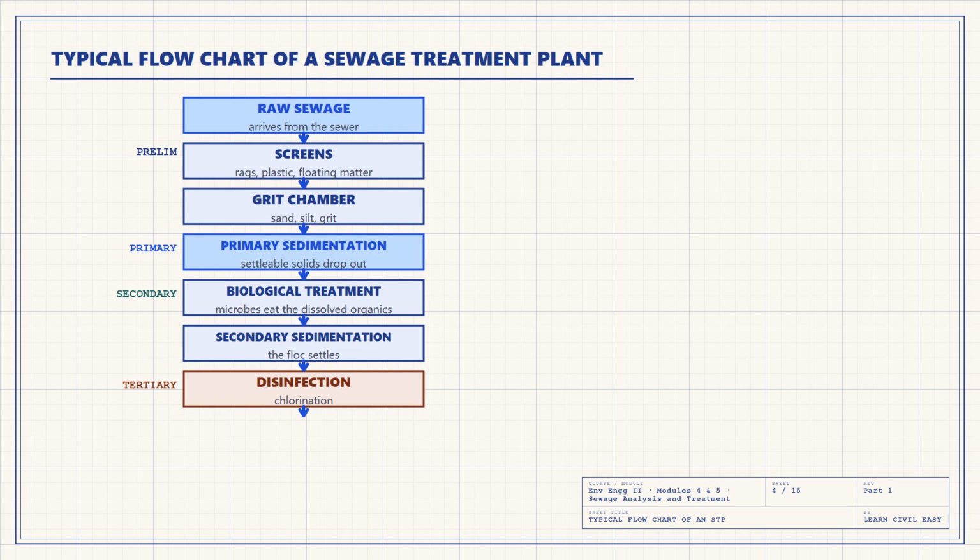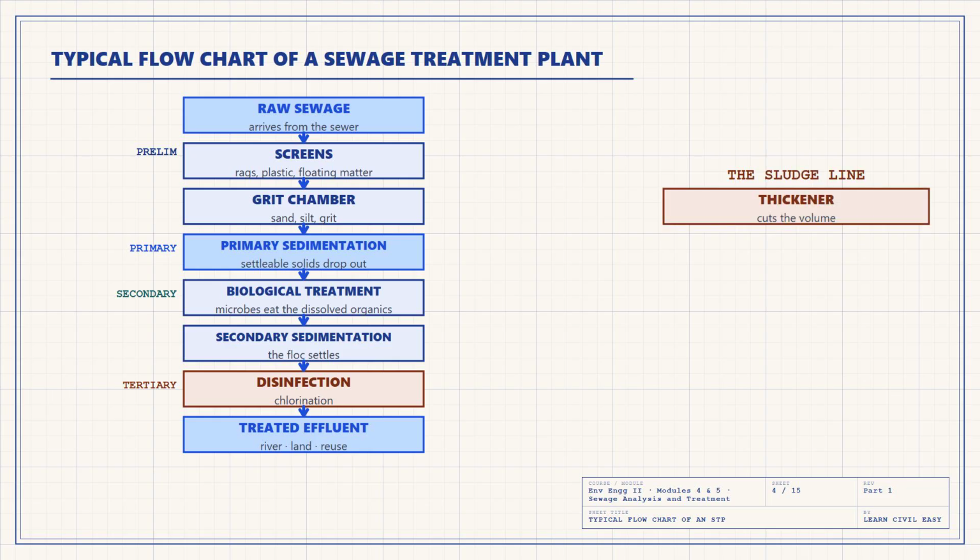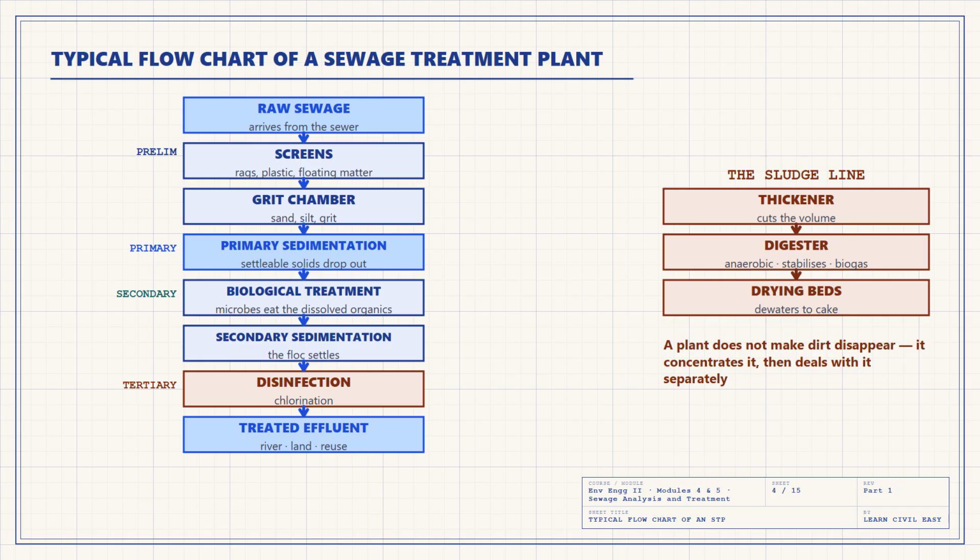Down the right is the sludge line, thickener, digester, drying beds. Every box on that line makes the removed solid smaller, safer, and drier. And these 2 dashed arrows join them. The primary tank and the secondary tank both hand their settled solids across. Remember this, a treatment plant does not make dirt disappear, it concentrates it and then it deals with it separately.